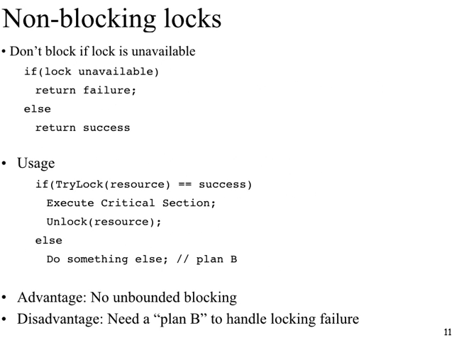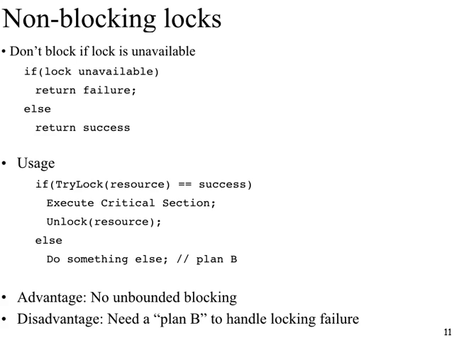So the second form of locking is a non-blocking lock. With the non-blocking lock, a thread will try to acquire a lock. It will check if a lock is available. If the lock is not available, then it will simply return back to the caller with a failure. And if the lock is available, then it returns back to the caller with a success. So in this example, there's no blocking. Either the thread acquires the lock or it doesn't and returns back with a failure.